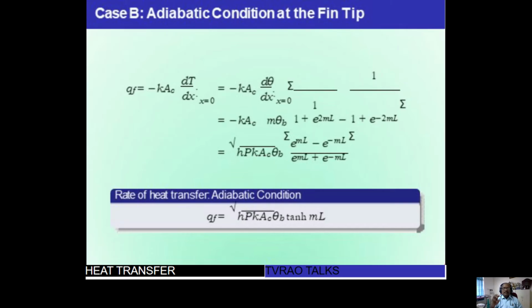So today we have discussed how to find out the heat transfer in a very long fin and an insulated fin. These two fins are very important. If you understand these two fins, then the other things are also very simple.